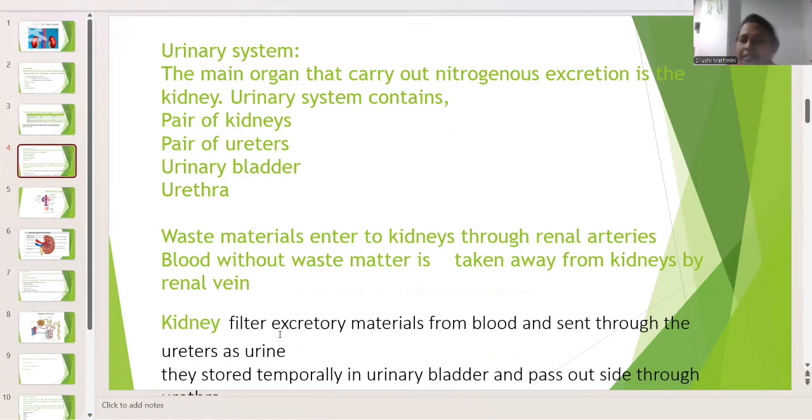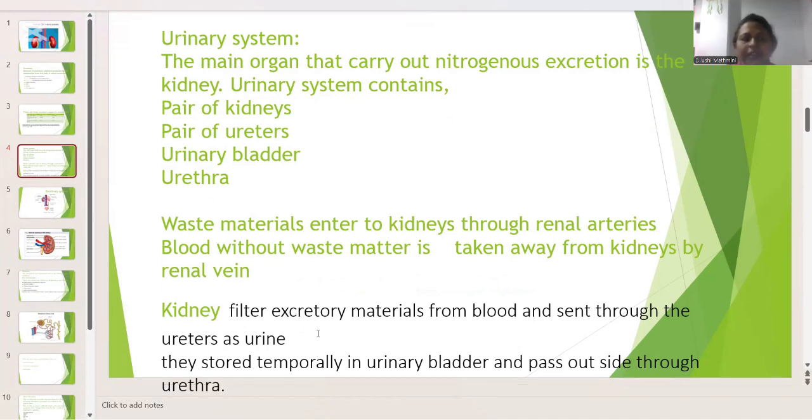The kidneys filter excretory materials from blood and send them through the ureters as urine. They are stored temporarily in the urinary bladder and pass outside through the urethra.